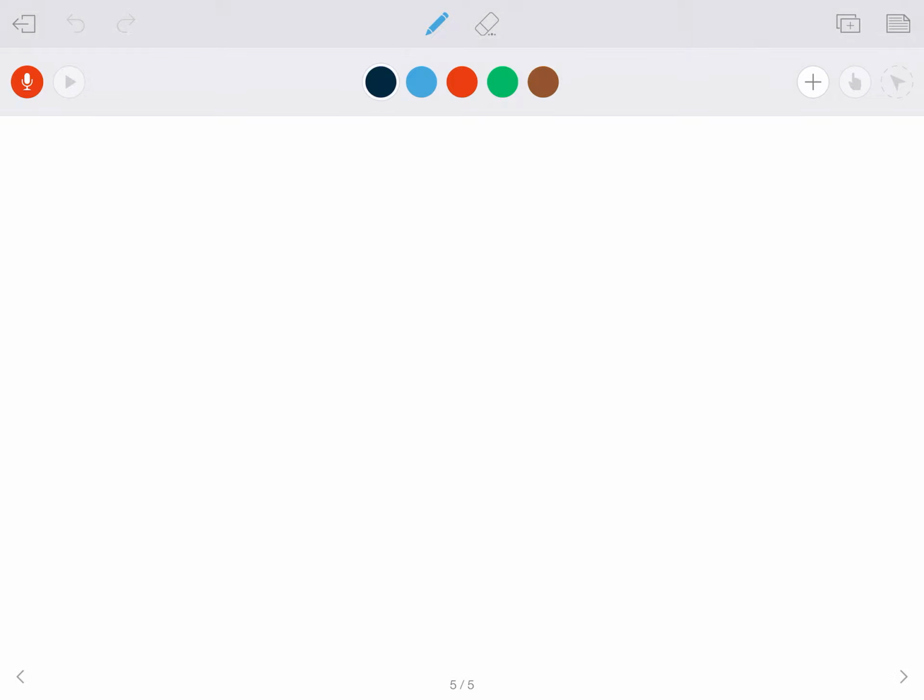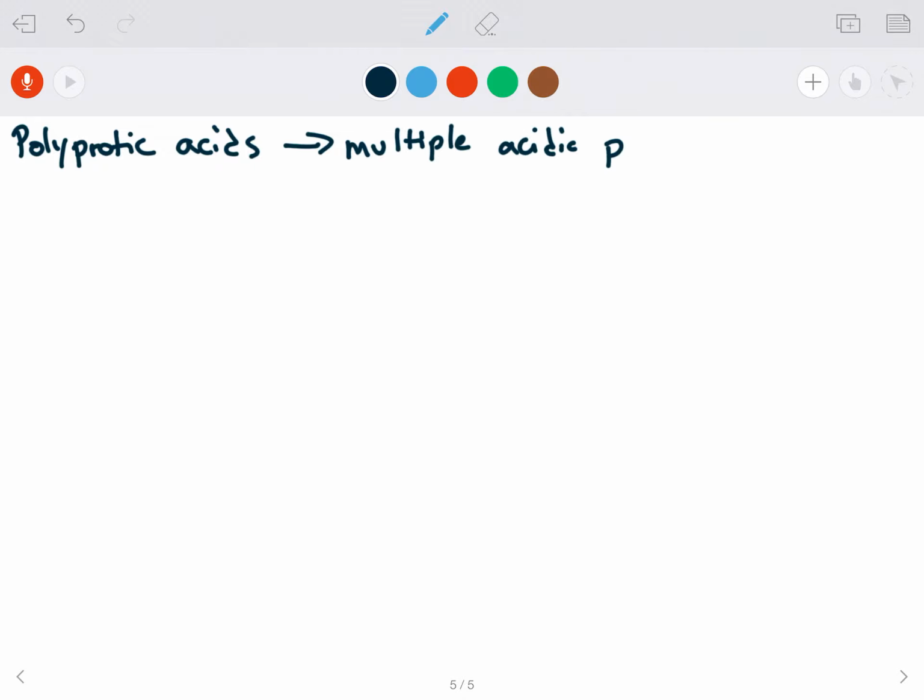Now, one thing I want to note is you can have polyprotic acids, right? This is going to be multiple acidic protons. An example would be your H3PO4, so phosphoric acid. Each of these protons is going to have a different Ka.